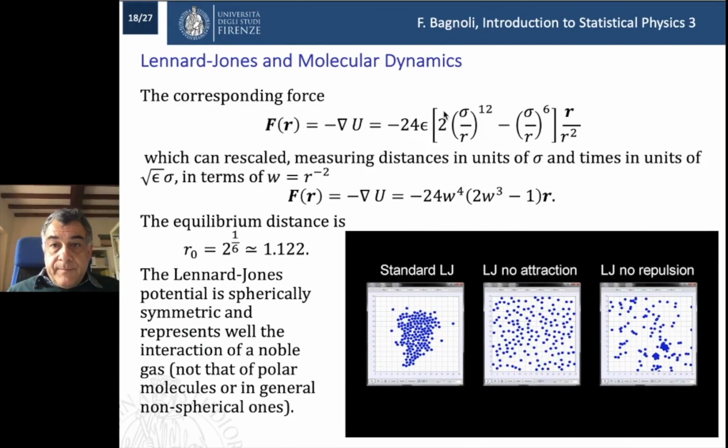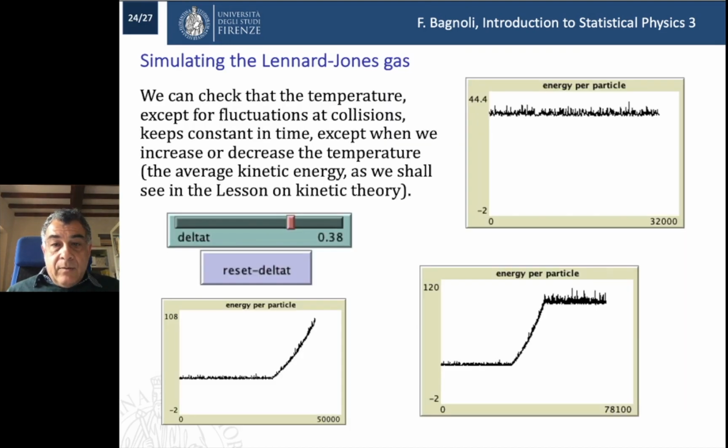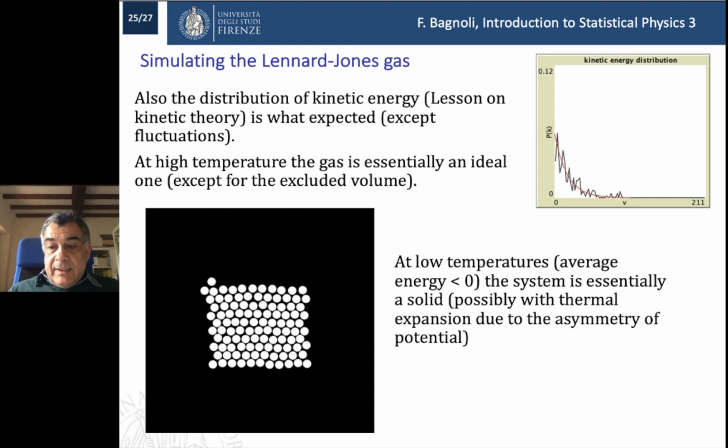and see what happens for different energies, and we see that actually at low temperature it goes into a crystal state that behaves like a solid, possibly with thermal dilatation, since the potential is not harmonic.